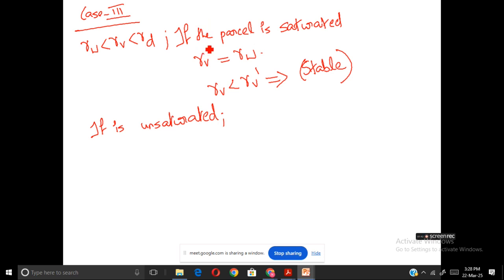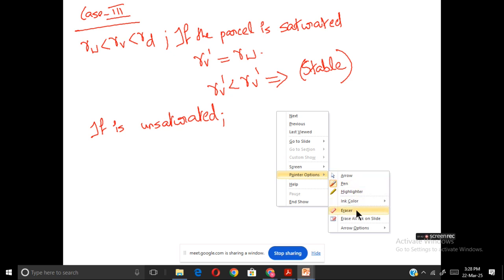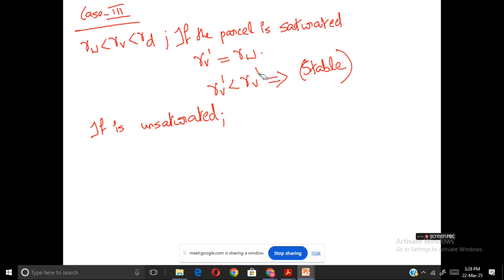Now, if the parcel is saturated, it means gamma V dash is equal to gamma W, and from the condition we can write gamma V prime is less than gamma V. This basically means the environmental lapse rate is higher compared to the parcel's lapse rate. It means the atmosphere is unstable.